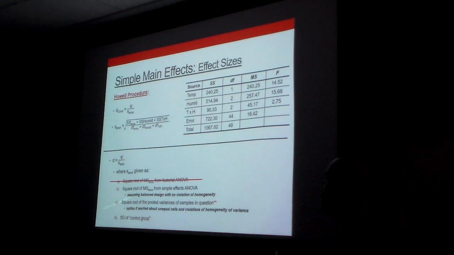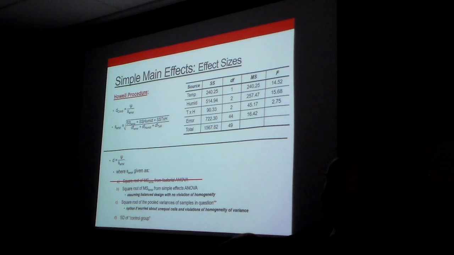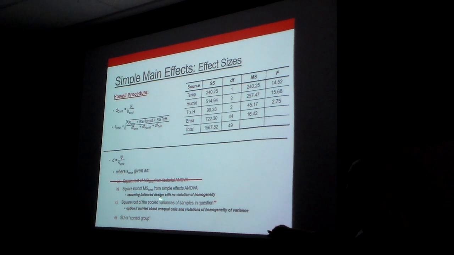Here what we could do is look at this interaction, where we're looking at the impact of temperature across levels of humidity, right? We split file by humidity and then just run a one-way ANOVA for temperature in high humidity, and a one-way ANOVA for low humidity. Then maybe the mean squared error from that simple effects ANOVA would be useful. But again, we're assuming a balanced design, no violations of homogeneity of variance.